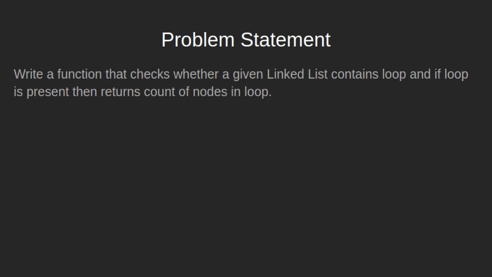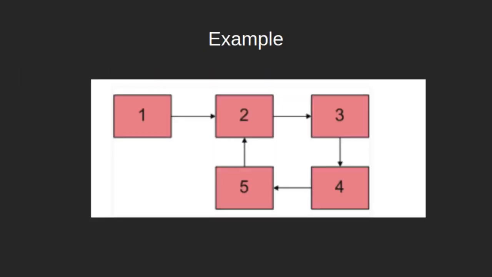Let's see an example to understand the problem statement. So we have a given linked list 1, 2, 3, 4, 5 with a loop 2, 3, 4, 5. So here we can see that the length of the loop is 4, since there are 4 nodes present in the loop.